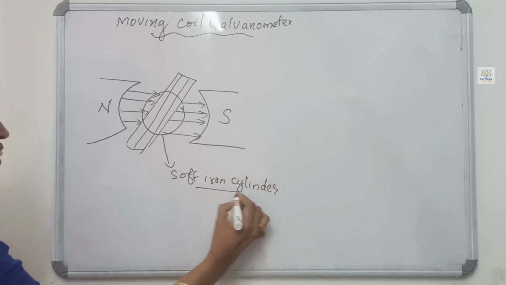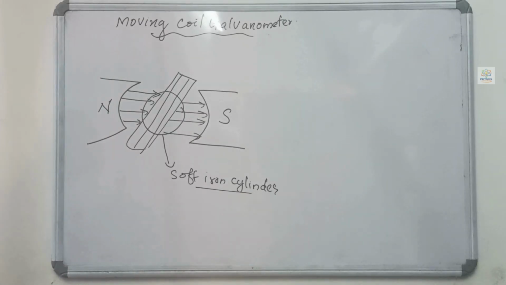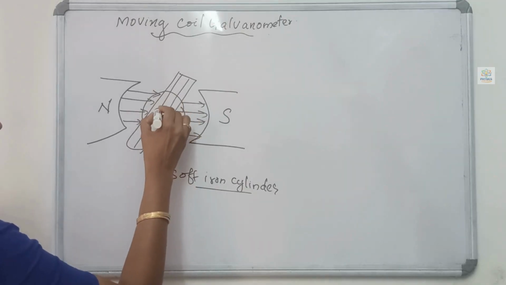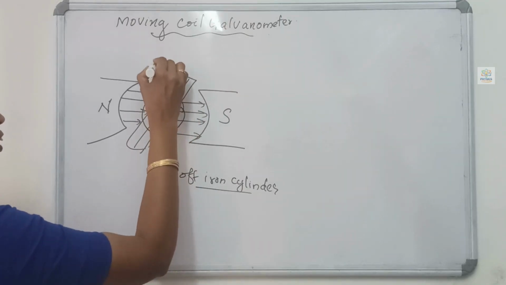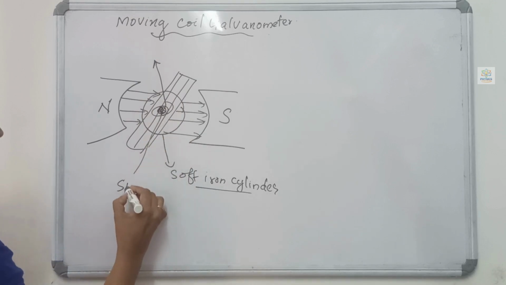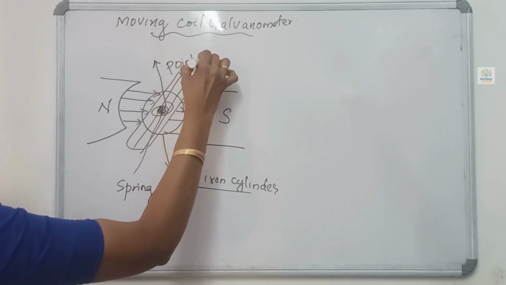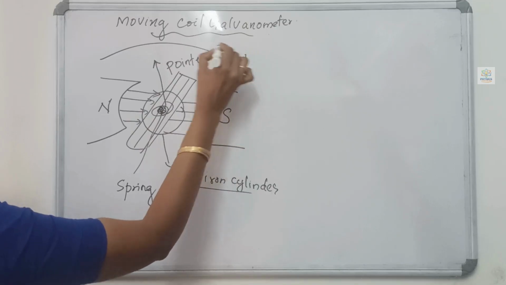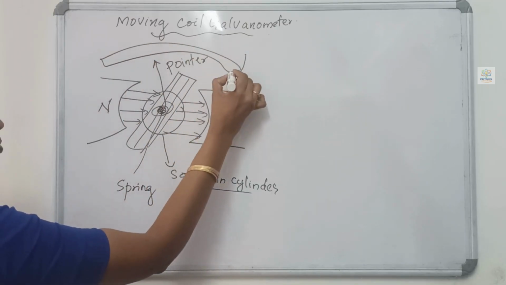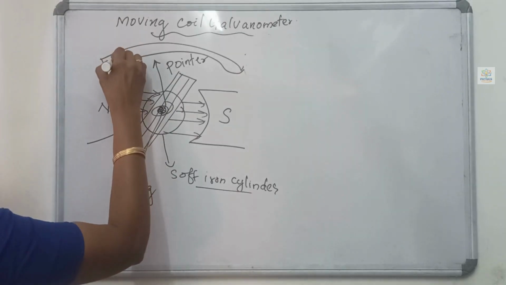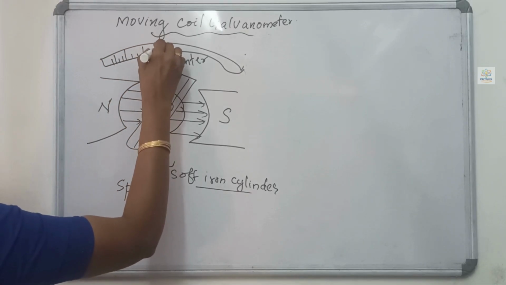The use of this soft iron core is to increase the strength of the magnetic field as well as to make the field radial. So inside the coil there is a spring. From the spring a pointer is attached. Here this is the spring. Here this is the pointer. And here a scale and mirror arrangement. This is a scale and mirror arrangement.